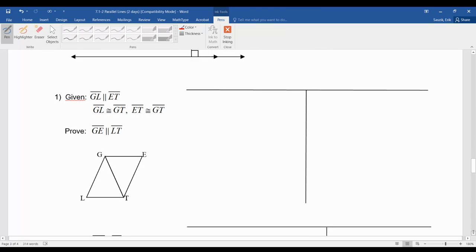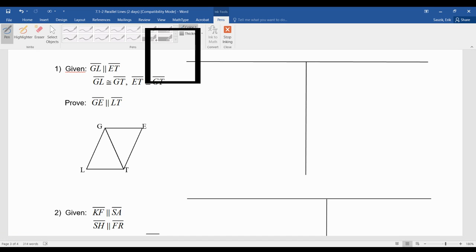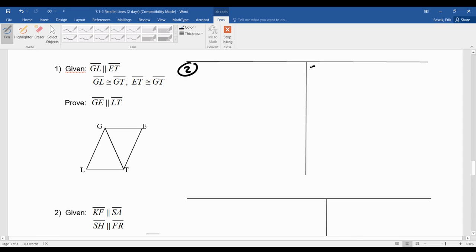Okay, I'm going to do a couple proofs, and then you guys can do the 2 more on the back side as well. But I'm going to start with step 2 just to save time. All right. I'm going to mark some stuff.